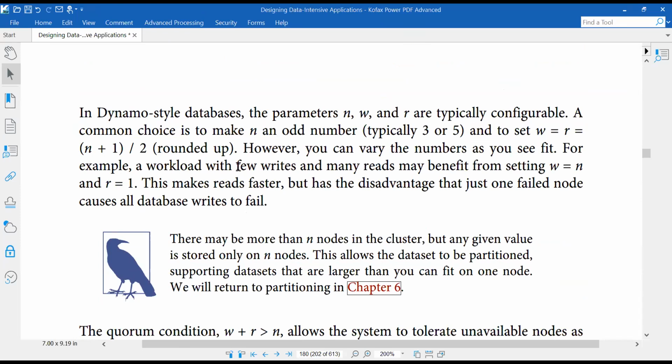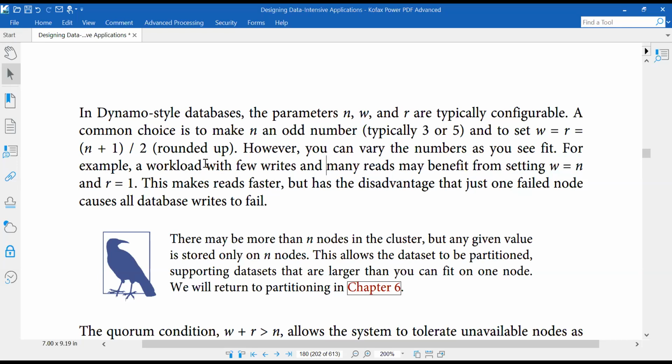For example, a workload with few writes and many reads may benefit from setting W equal to N and R equal to 1. I'll read that again. For example, a workload with few writes. The writes are few, that's why it is setting it to the number of nodes here, W equal to N. And many reads, few writes and many reads, may benefit from setting R equal to 1. This makes reads faster, but has a disadvantage: just one failed node causes all the database writes to fail.